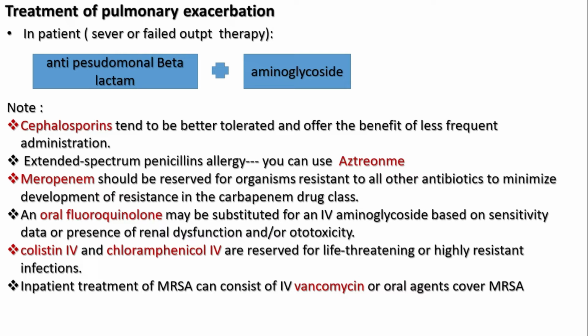Or if the patient has renal dysfunction and/or ototoxicity, in this case you can't use an aminoglycoside, so you can use an oral fluoroquinolone instead. And IV colistin and IV chloramphenicol are reserved for life-threatening or highly resistant infections. And in patients needing treatment for MRSA, you can use IV vancomycin or an oral agent that covers MRSA.